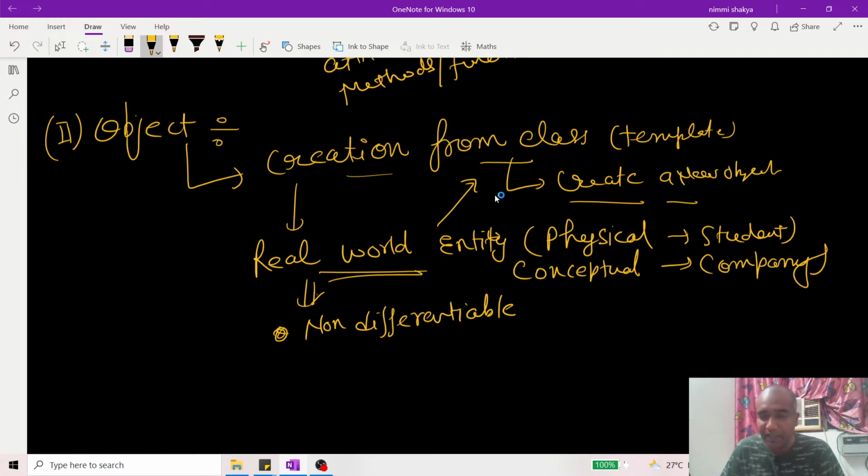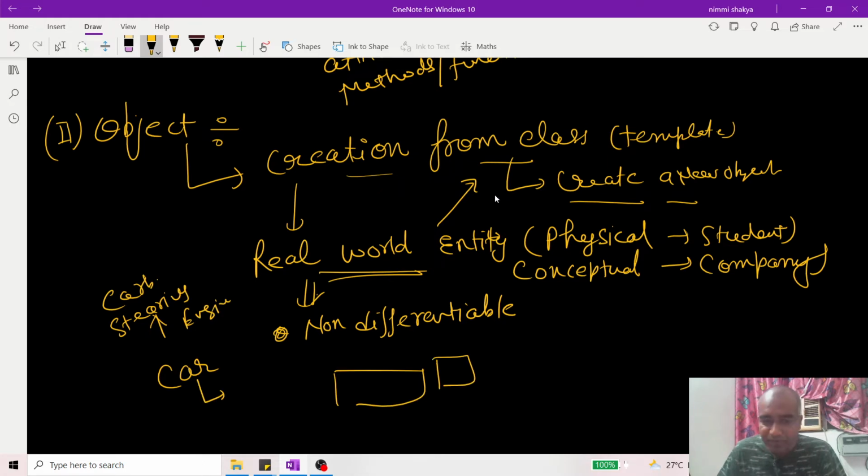Let me explain you in more detail. What is the meaning of non-differentiable? Suppose you are creating a class car. In car, you fit the carburetor. Okay, you fit the steering wheel, you fit the engine. Suppose you have created a template, or you can say a blueprint for a particular model of car. So when you create a car in the factory, in that car you will fit all those things: carburetor, engine, petrol tank, everything you will fit.